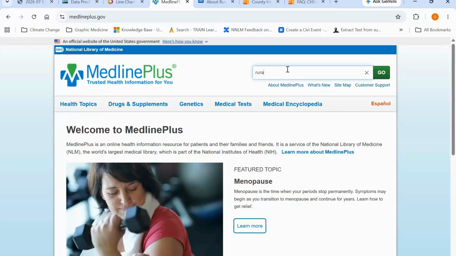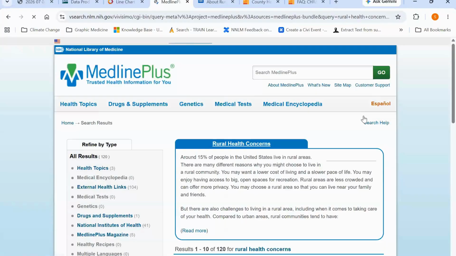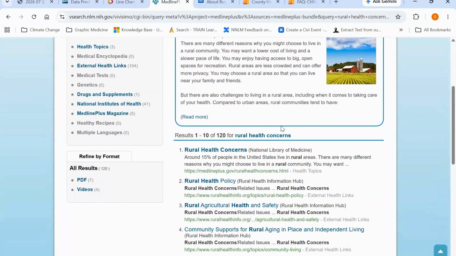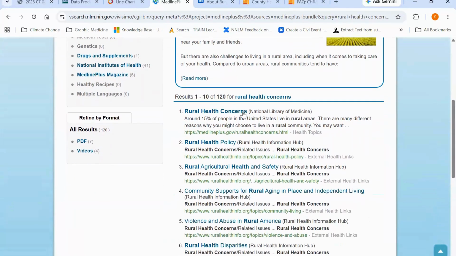So if we put in rural, it does have some suggestions. If I click rural health concerns, it gives me a box up top, which will be to the health topic. So it will keep you on this page. But if you scroll down the results, you see rural health concerns, and where that link is taking you is very clearly listed in the parentheses after the link.